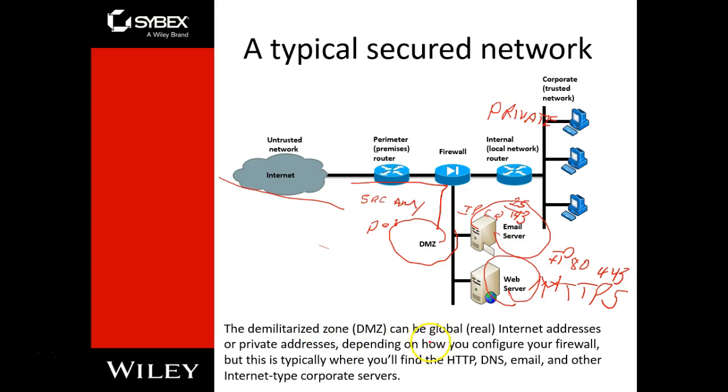It says the DMZ can be global, real internet addresses, which means that we can have routable addresses down here, or we can have private addresses and NAT, and that's the next chapter, where we actually substitute public addresses for private addresses.